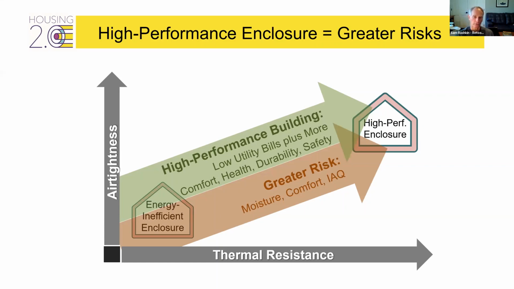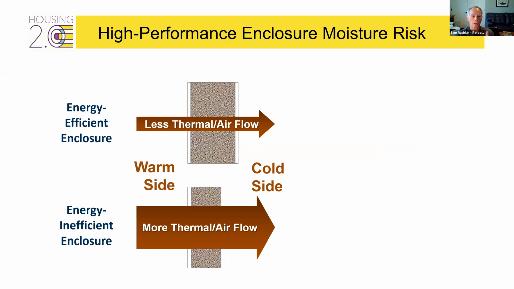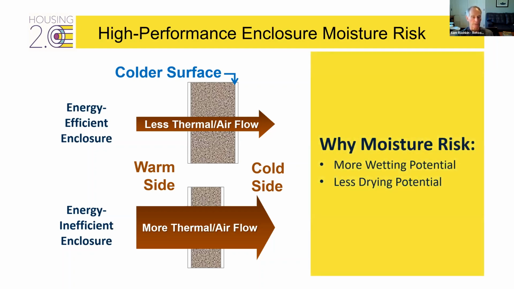So why are those risks there with a better enclosure? Well, what happens when we go to a high performance energy efficient enclosure is they're much more airtight and much better insulated. So there's less thermal flow going through assemblies and dramatically less airflow going through assemblies. So the reason the moisture risk is greater is they're now creating a much colder surface inside the cavity. And therefore we have more wetting potential at that lower temperature, while we have so much less drying potential because less heat is getting through to dry the assembly. So in all construction, if it got a little wet, it could dry, no grace period. Now you have to manage that risk.